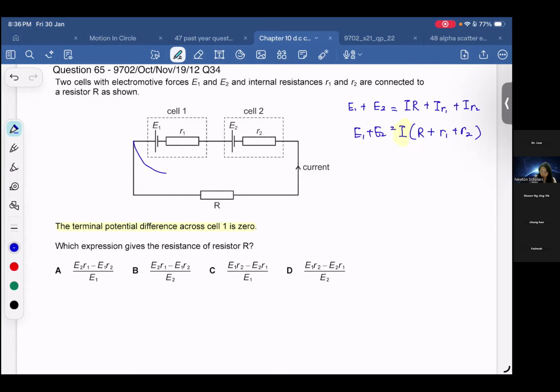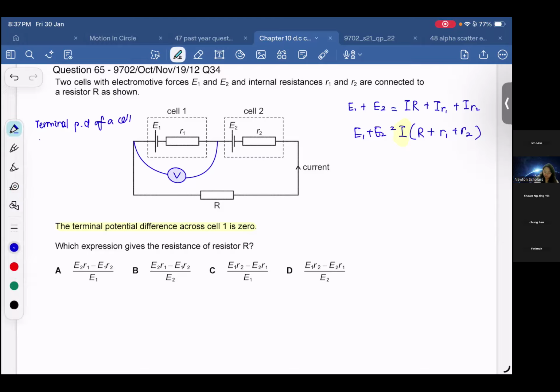That means that if you put a voltmeter here, you will find that it's 0. What does it mean? Your E1 voltage will be exactly provided to the R1, the voltage drop in resistance R1. That means that here is the terminal potential difference of a cell.